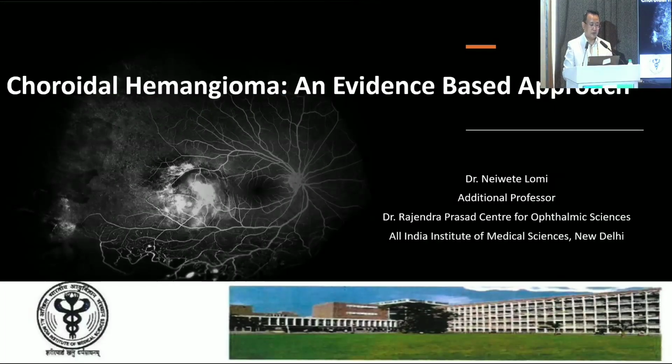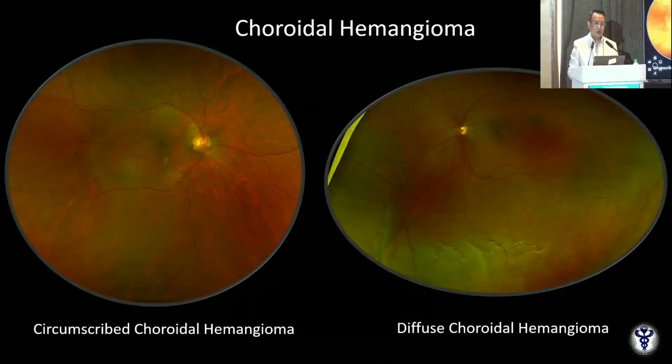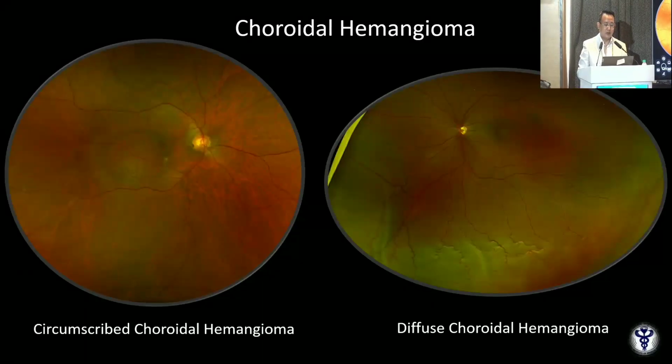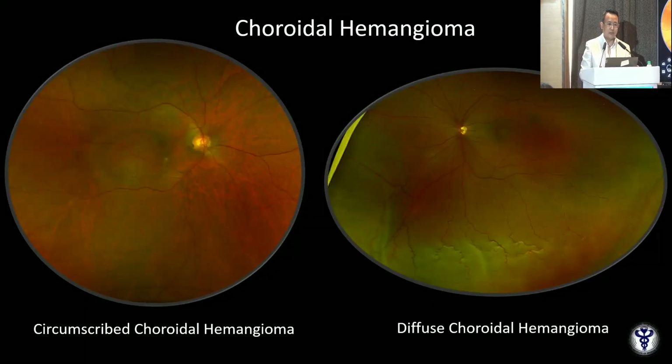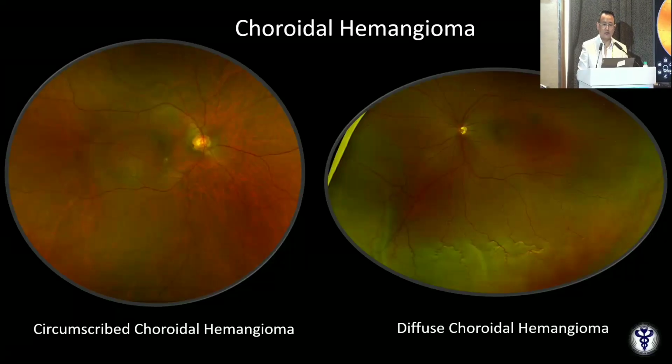This talk is about choroidal hemangioma and an evidence-based approach. So we all know choroidal hemangioma is a benign choroidal tumor, which has basically two types: circumscribed choroidal hemangioma and diffuse choroidal hemangioma. Diffuse choroidal hemangioma is usually associated with some systemic illness like Sturge-Weber syndrome, which is commonly seen.